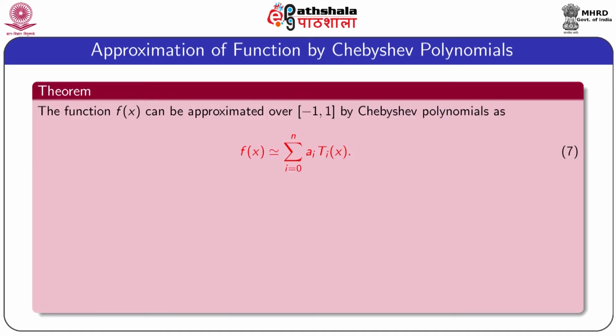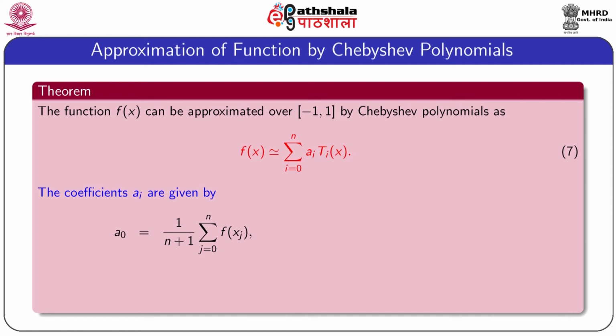Now, we consider a theorem which gives the condition for which an arbitrary function can be expanded or approximated over the interval minus 1 to 1 by Chebyshev polynomials. For this purpose, we assume that f(x) is approximately equal to the summation over i equal to 0 to n of ai Ti(x), where ai is a constant obtained by the formula, and Ti are the Chebyshev polynomials, where the coefficients ai are given by this formula.